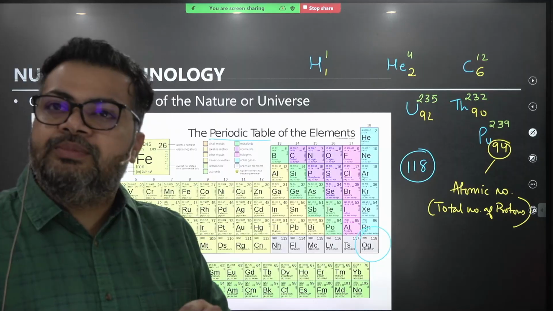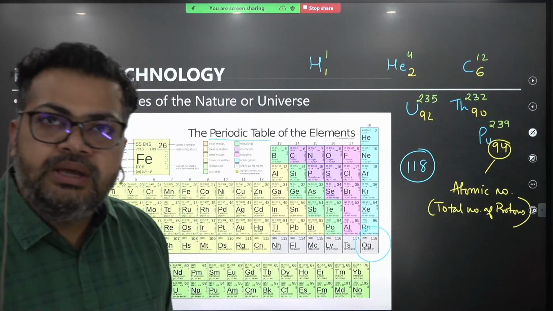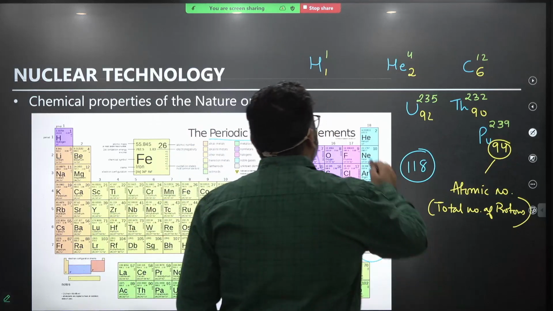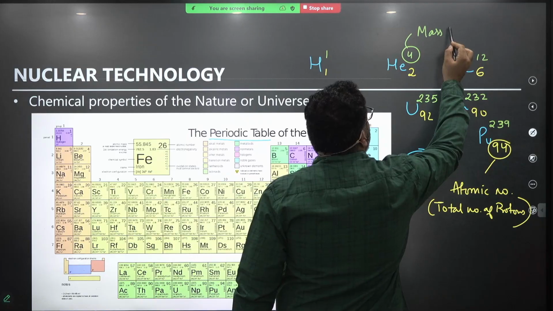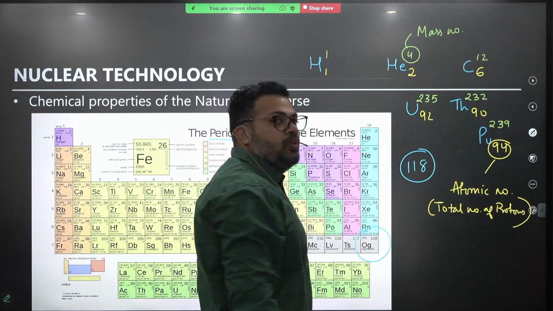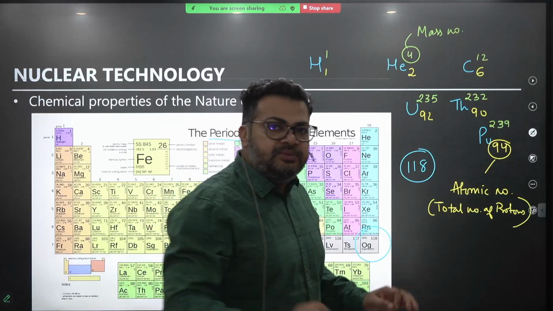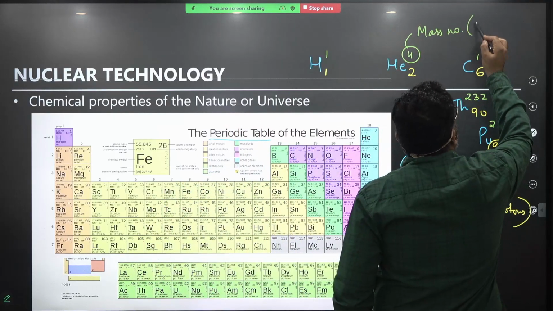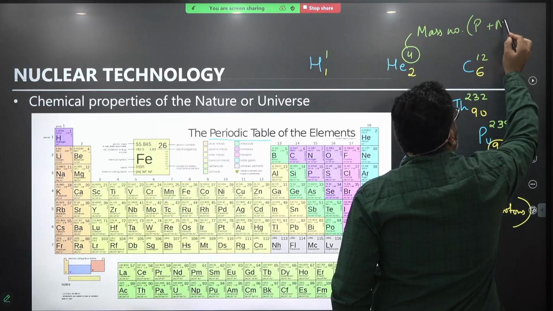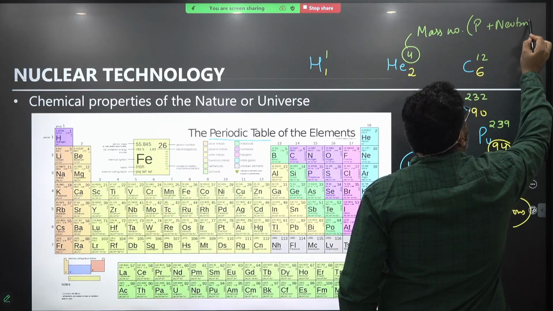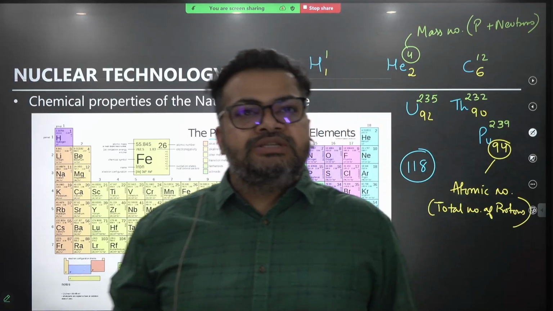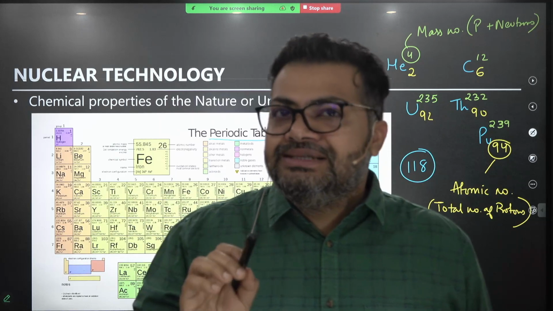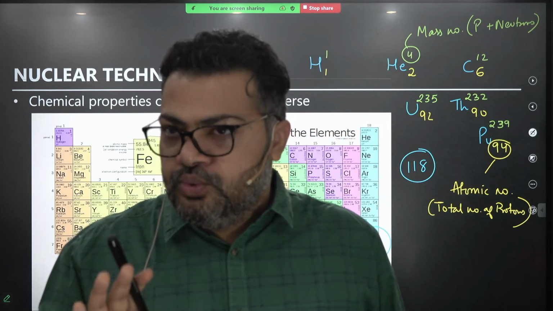What do you call this number that we write at the upper corner of an atom? We call this number the mass number, not atomic mass, mass number. What is mass number, guys? Mass number is basically the number of protons plus neutrons present inside the nucleus. Now guys, this is probably something that all of you know, right?